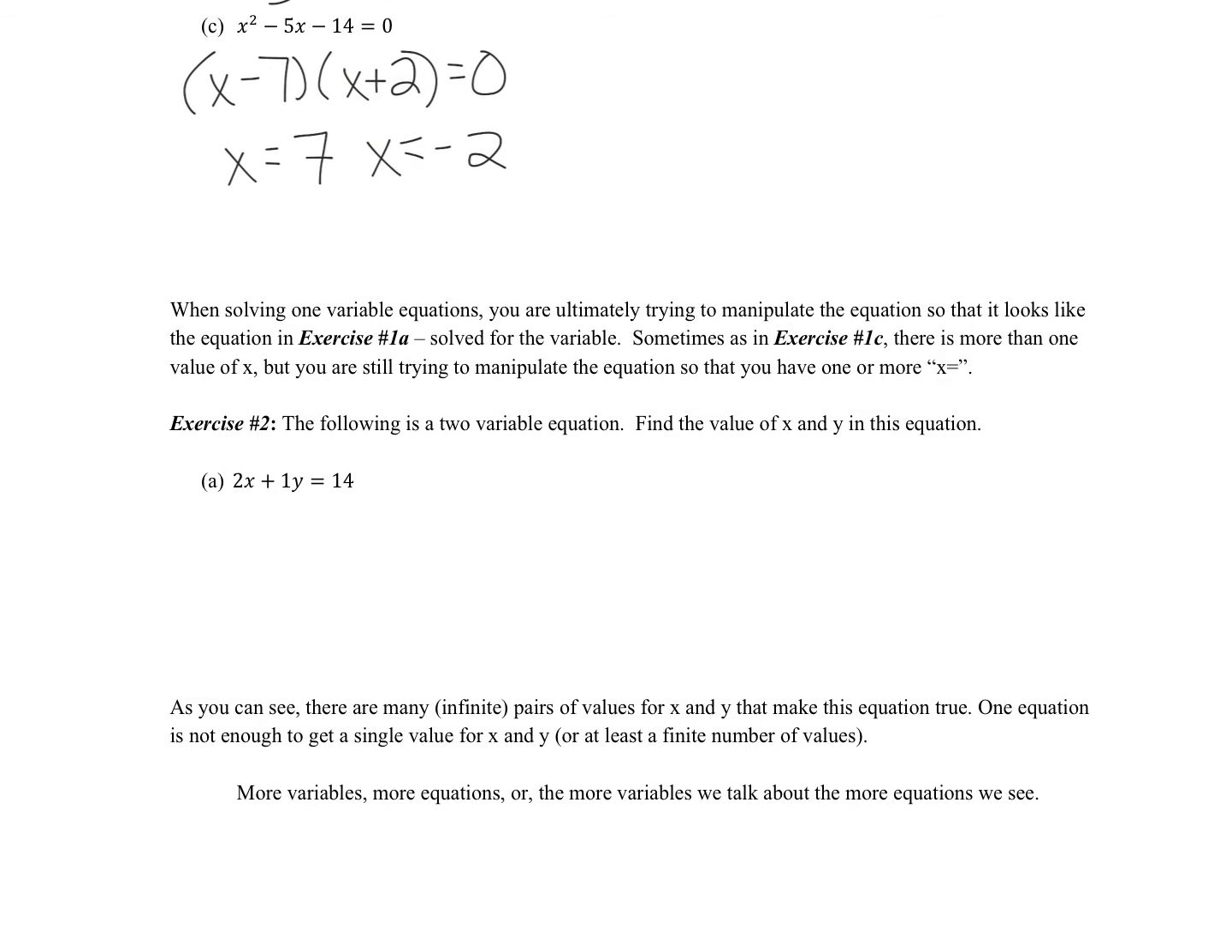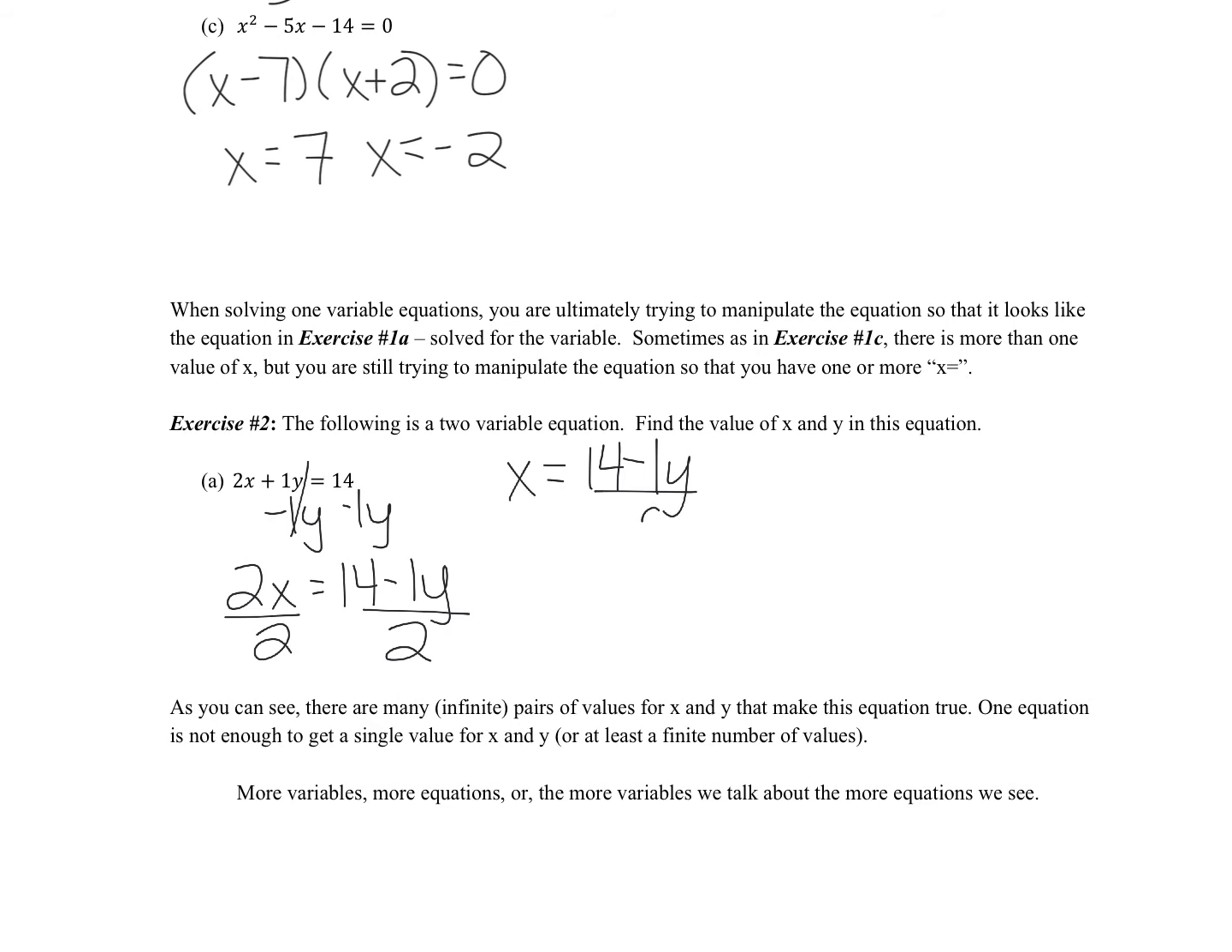This is a 2-variable equation, and it says find the value of x and y in this equation. So let's just pick one. Let's say I'm going to solve for x. So if I try to get x by itself, I'm going to move the y over. I get 2x equals 14 minus 1y, and divide by 2. So I see that in this equation, I can't get the same clean x equals a number.